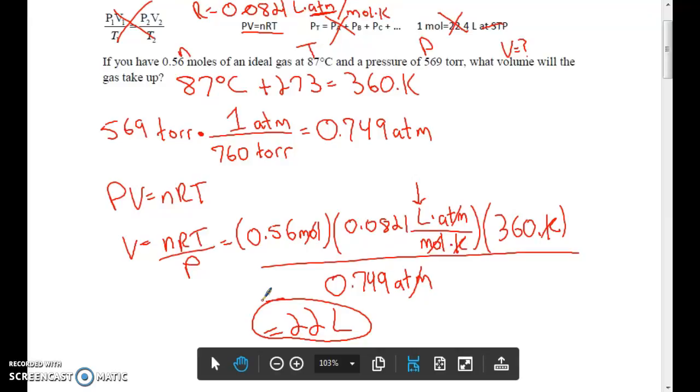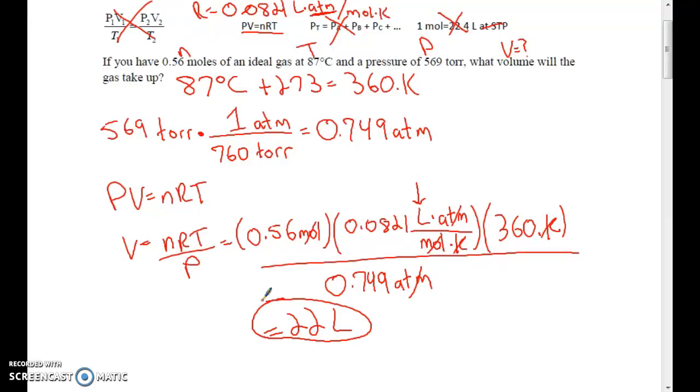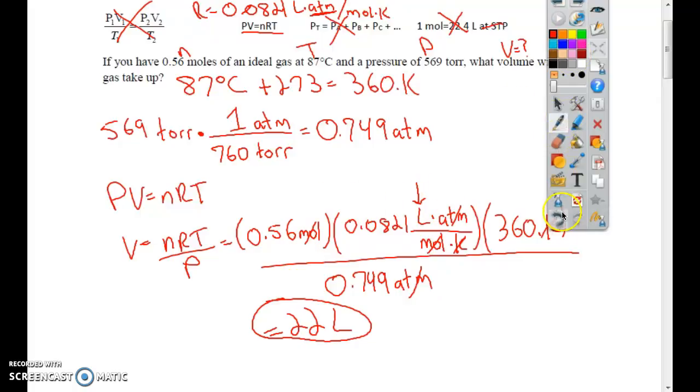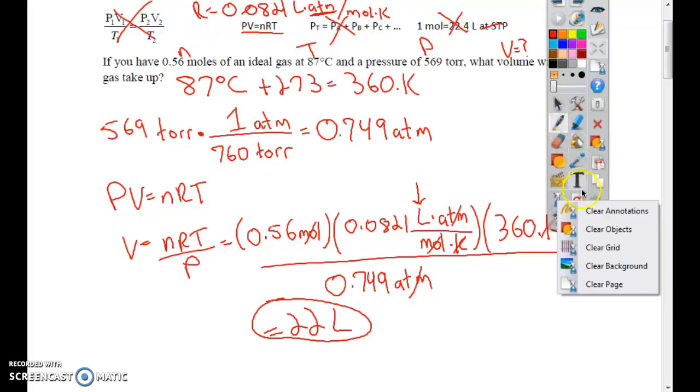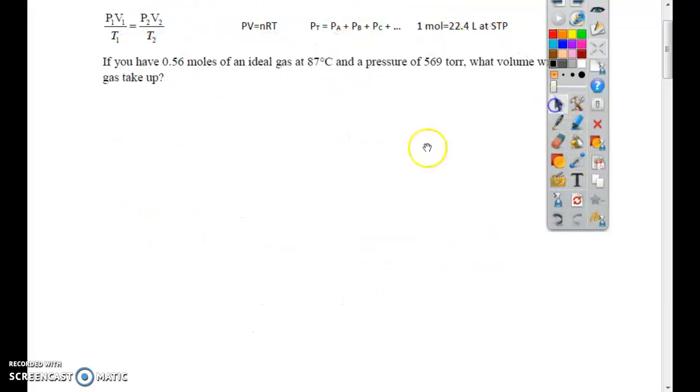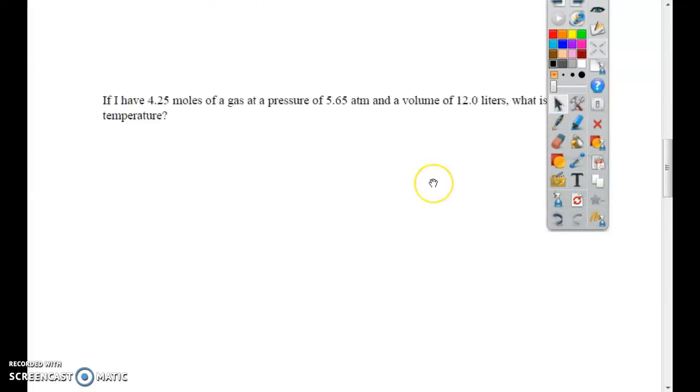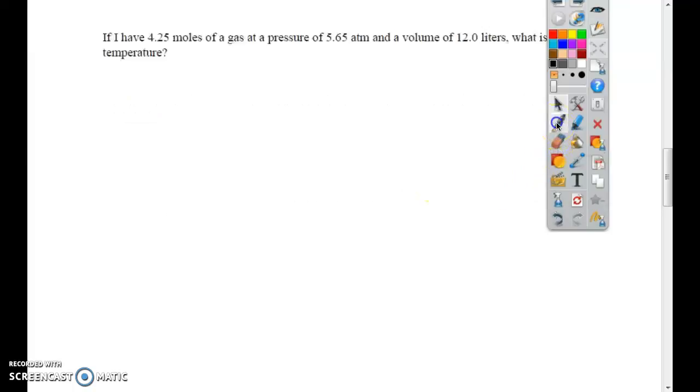All right, a lot of times people have a hard time starting off, but think about what equations you have to work with, and then look at what variables you're given in the problem. Let's move on to the next one.